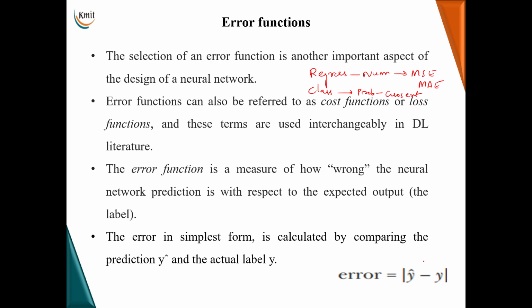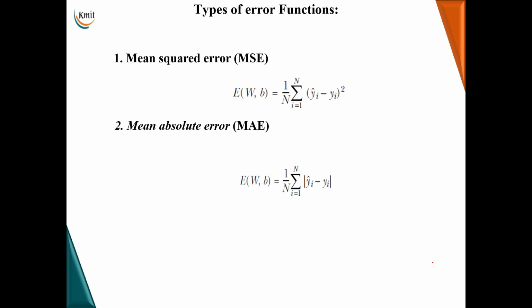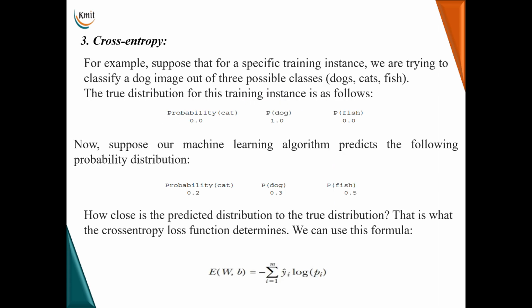So error generally is calculated by the formula as mod of predicted value minus the actual value. These are the formulas to calculate mean square error: mean of square of error, and mean of absolute value of error. These both are used for regression problems. Coming to classification problems, we have cross entropy.